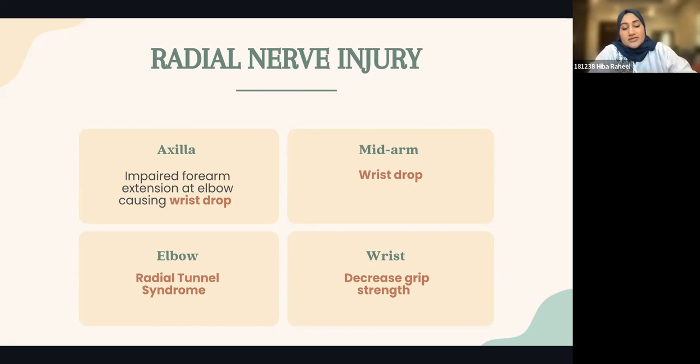If the nerve is compressed in the elbow, so here in the lateral side of the elbow, in that case, you'll have radial tunnel syndrome, okay? That is different from wrist drop. Okay, so I hope I clarified your question.